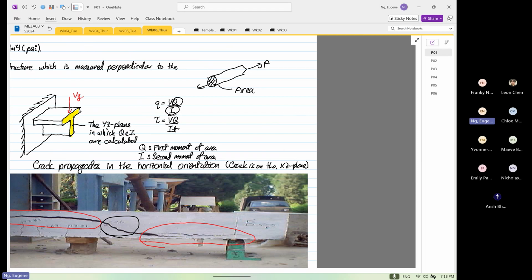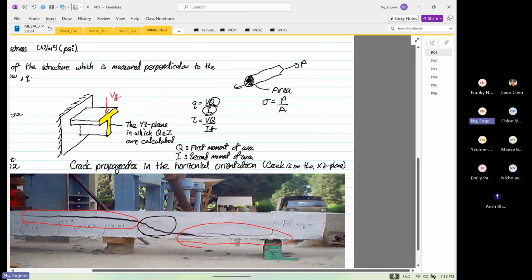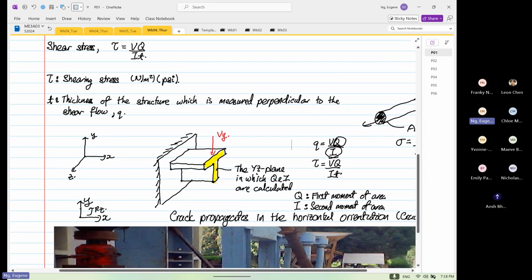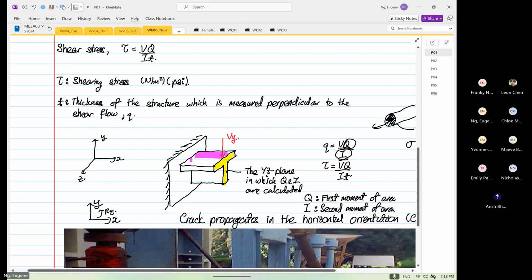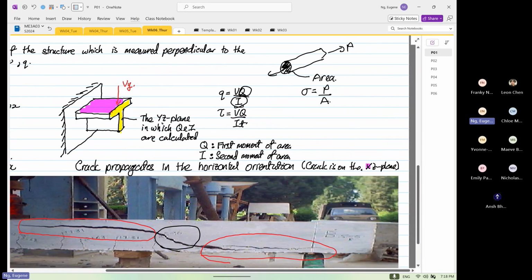So when fracture will also occur on this surface, stress is equal to P over A, right? But for this case, if you look at shear, the shear did not occur on the YZ plane. The shear, which I painted in yellow, occurs along this plane, along, as mentioned before, the XZ plane, right?